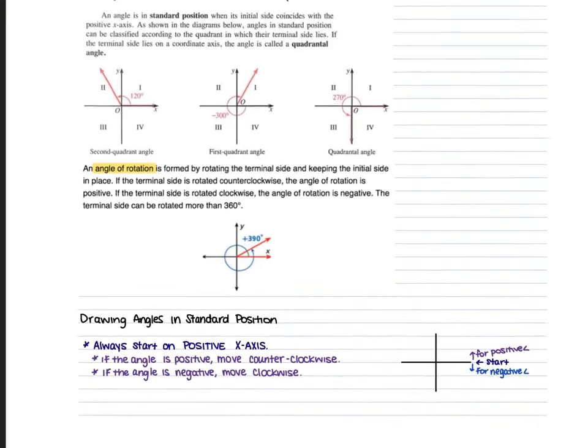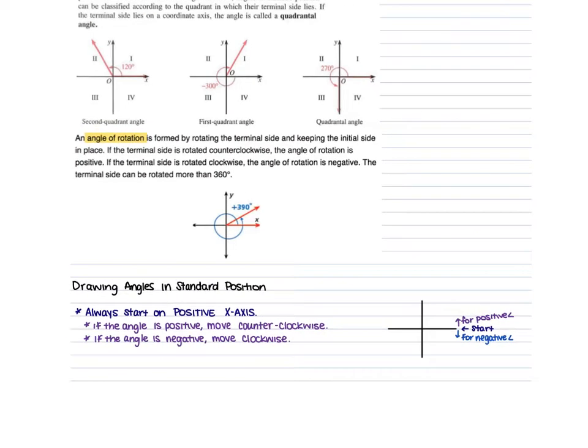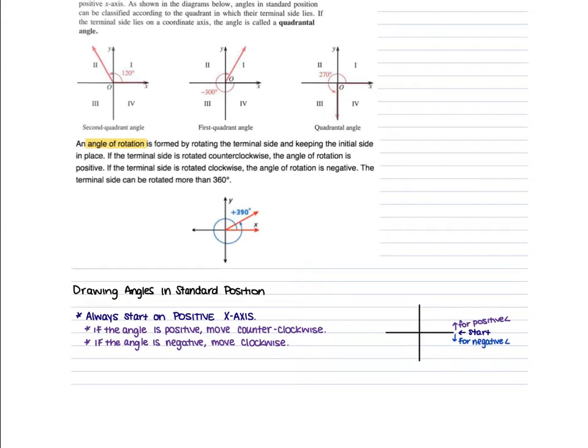So we have angles of rotation, which are formed by rotating that terminal side and keeping the initial side in place. That initial side, again, is going to stay on the positive x-axis, and that terminal side is just what's moving. So when we are drawing angles, you're always going to start on the positive x-axis. That's going to be your initial side. If the angle is positive, move counterclockwise, so move up from that positive x-axis. And if the angle is negative, move clockwise or move down from that positive x-axis.